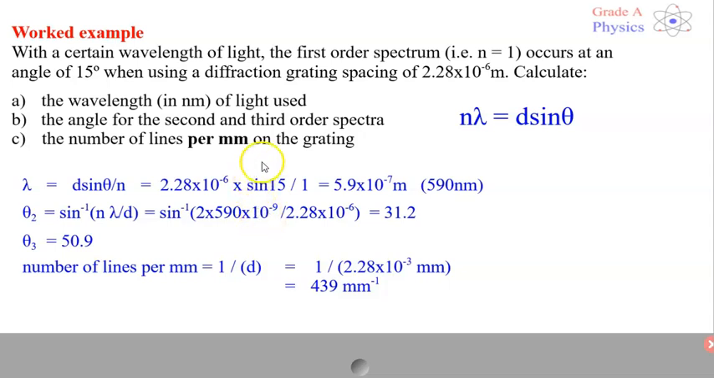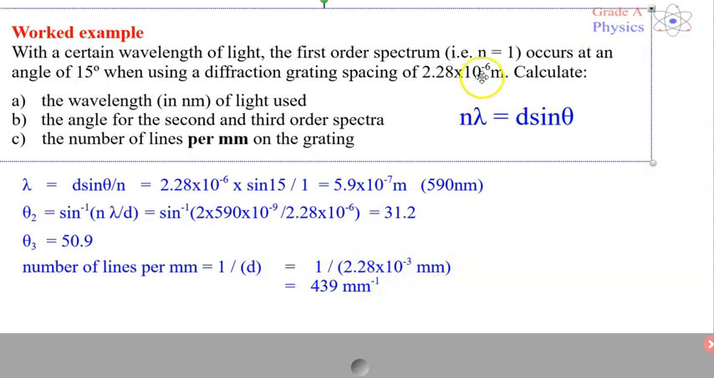The number of lines per millimetre, so we've got to be a little bit careful here. Confusion can set in here. The first thing to do is to realise that the number of lines per metre or per millimetre is the reciprocal of the separation in either metres or millimetres. So the number of lines is going to be 1 over d. But the best thing to do here is to convert the 2.28 × 10^-6 metres into millimetres at this point. So multiply by 1,000, 2.28 × 10^-3, and then find the reciprocal, 1 over that, which comes out as 439 per millimetre, because the millimetres is on the bottom. So we've got 439 lines per millimetre.